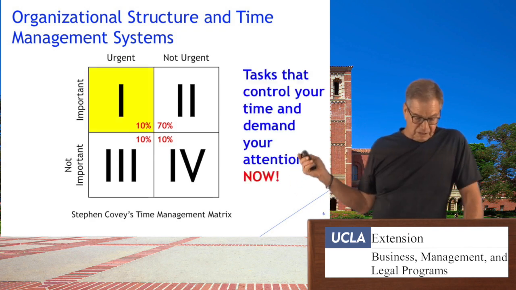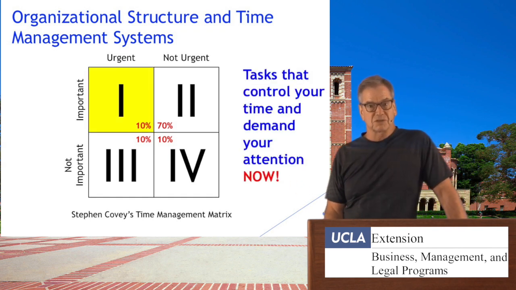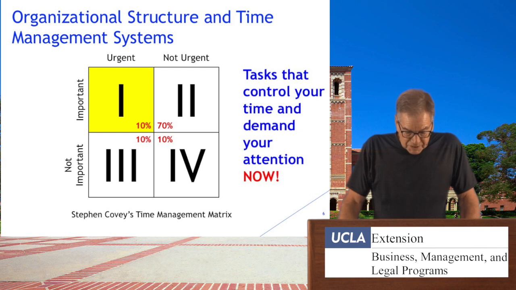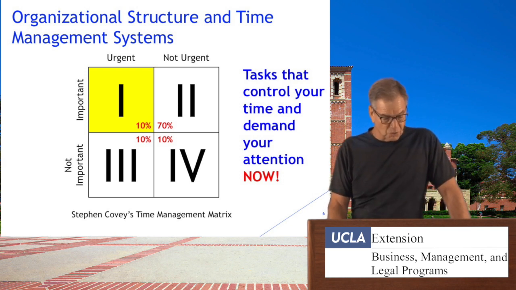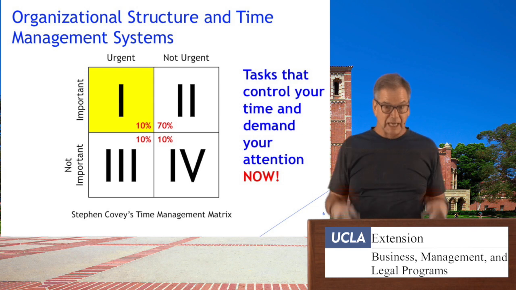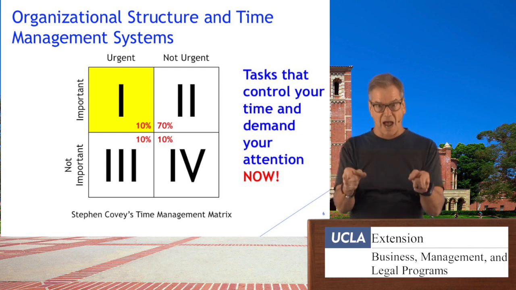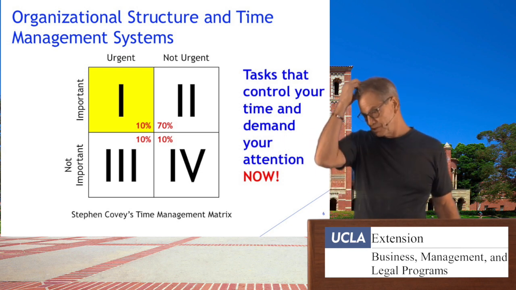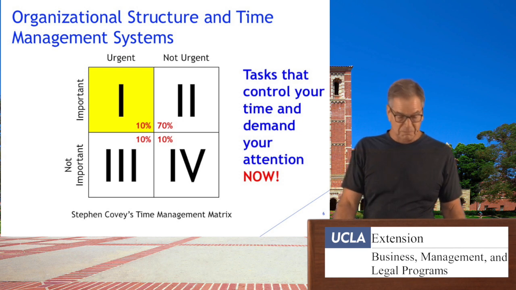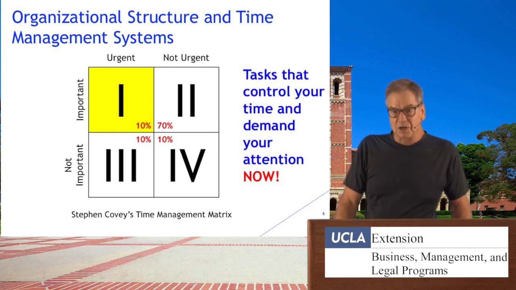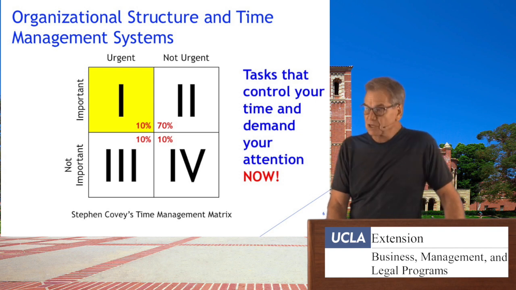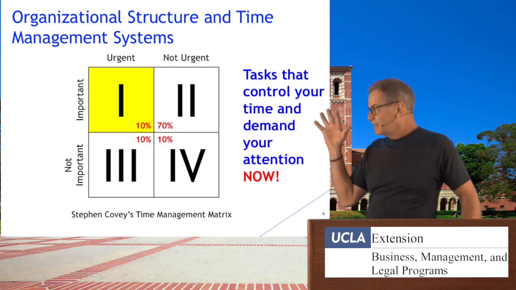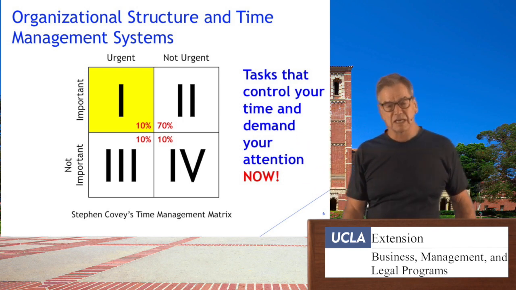So obviously in quadrant 1, we have things that are urgent and important, both urgent and important. Tasks that control your time and demand your attention now. Now. It's an emergency. Stop. Take care of it now. And we can't avoid it. These things will happen. There's accidents. There's surprises. Things you just don't expect. They pop up. And so, Stephen Covey in his books, his time management matrix, we want to try to limit the amount of time that kind of stuff happens to be less than 10%.